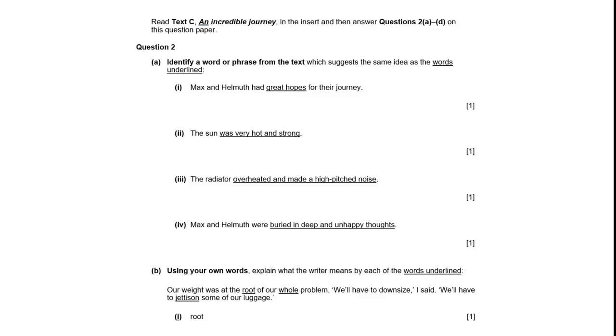Now moving on to the next set of the sub questions, the question two strands. I am flagging already. Of course, for these questions, we need to read text C, and that is titled An Incredible Journey. For the first sub questions, let me just read them out. So question two, you have to identify a word or phrase from the text which suggests the same idea as the words underlined. You will not find these sentences in the text. Yes, they link to what is going on, but they have been written for the purpose of you finding an appropriate word, phrase, or synonym for these four sentences.